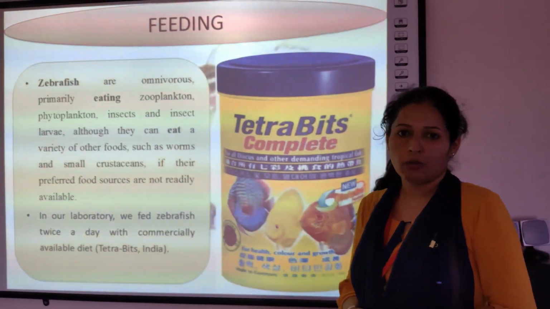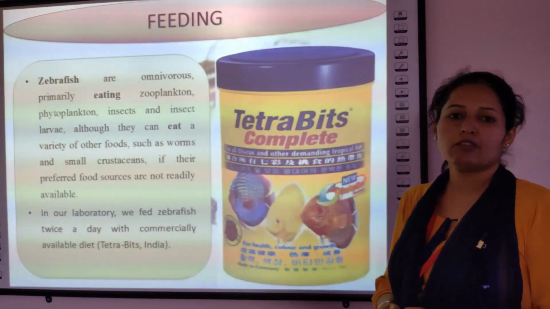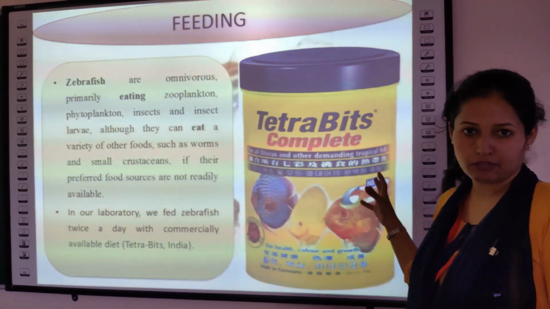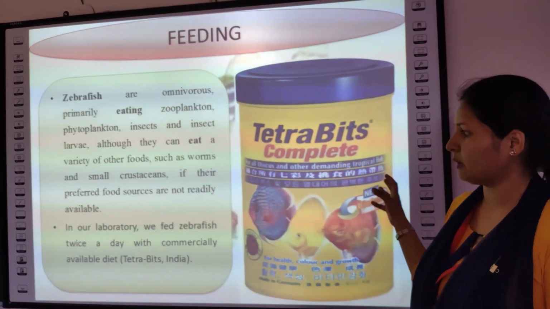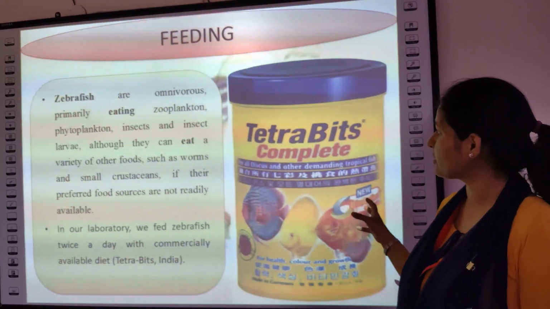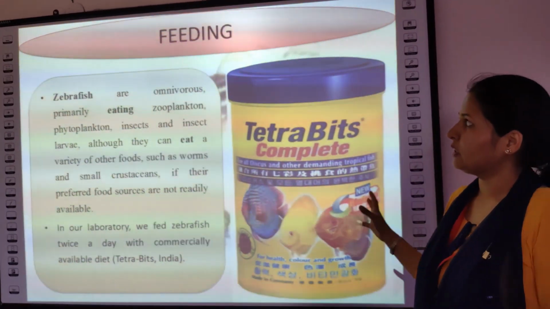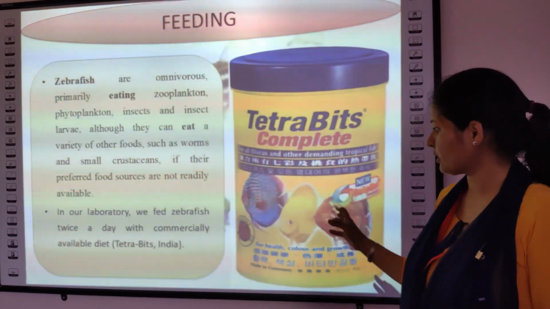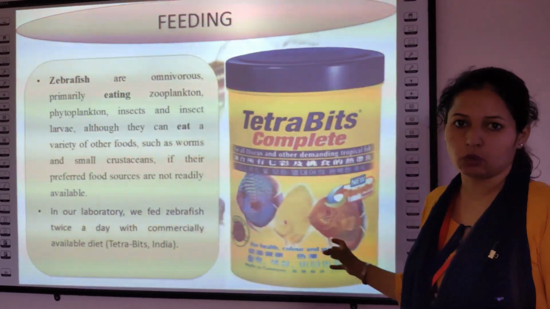So zebrafish are omnivorous. They usually eat zooplankton and phytoplankton. So this is the feed that we provide at our facility. It is a commercially available diet, that is tetra bits. We provide this feed because it has a bioactive formula. It is required for the health, the color and the growth of the zebrafish.